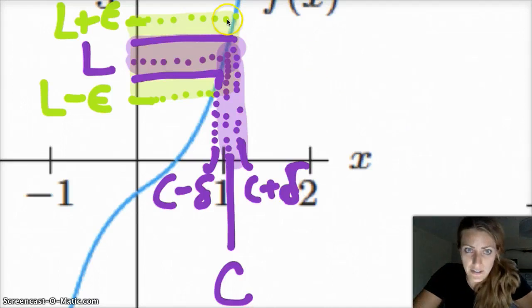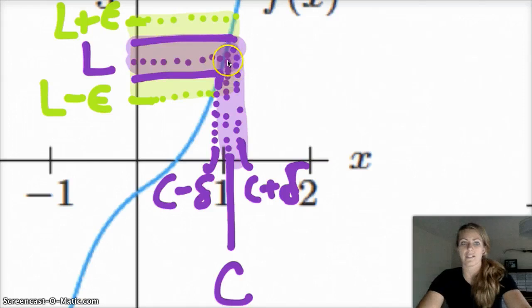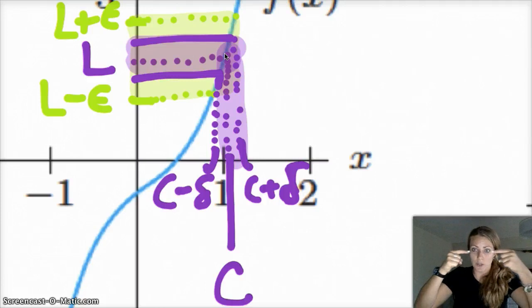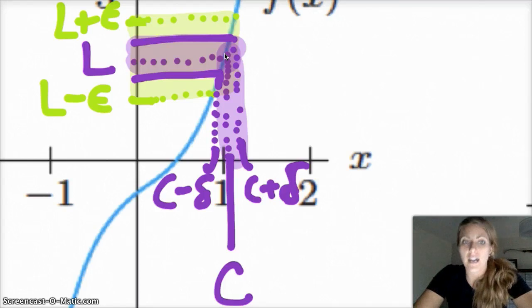It doesn't necessarily mean that the function equals the point there, but that's not what we're looking at. We're looking at as we get closer and closer and closer, you're approaching a limit.